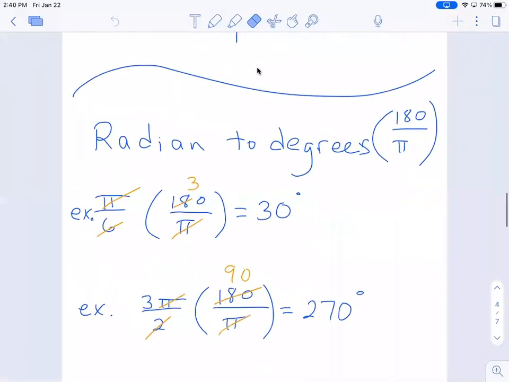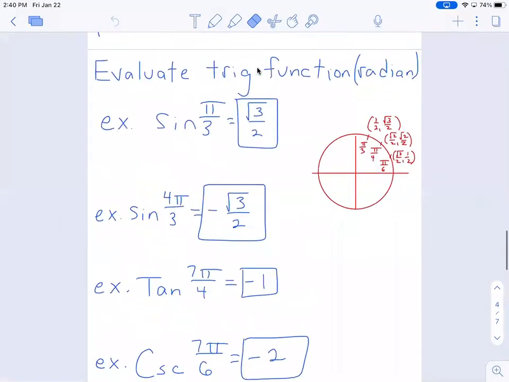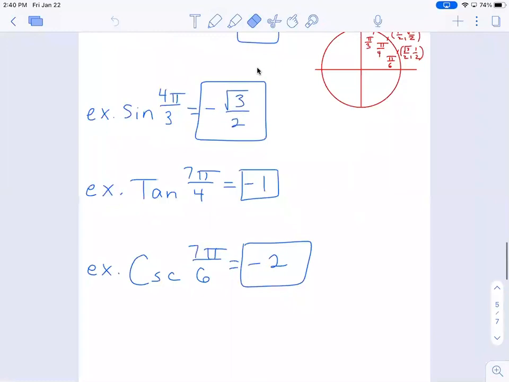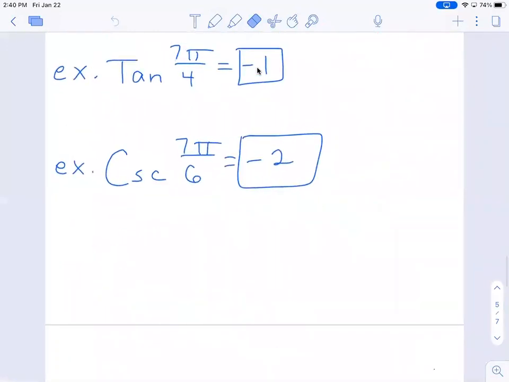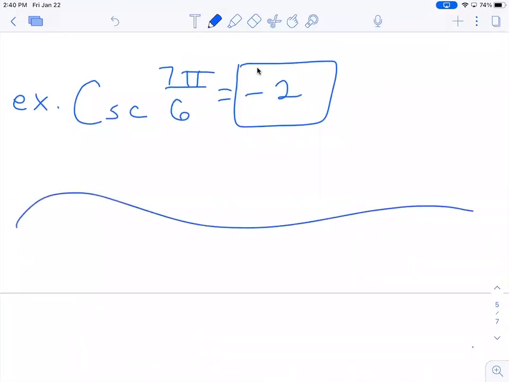So in our notes, if you remember last time we were evaluating some of those trig functions, like we were just doing on the Kahoot. And so we're going to use that idea to now solve trig equations. So here we go.